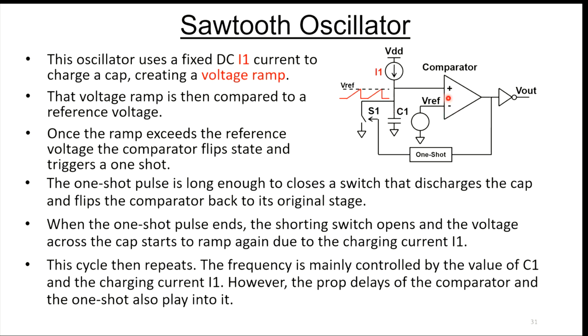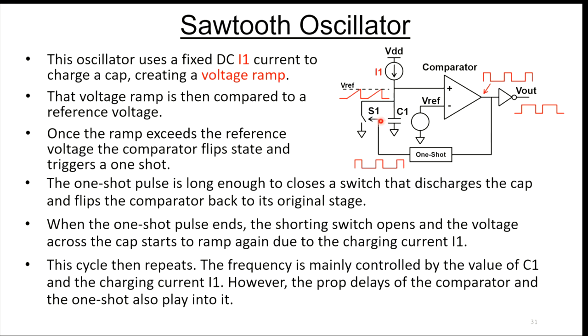So the way this works is you have a comparator and you have a reference voltage on one side of the comparator. Let's say this ramp starts out at some low value, something lower than Vref. As the ramp rises and reaches the Vref point, the comparator flips. Now that comparator changing state triggers a one-shot. This one-shot has a delay associated with it. Once it gets triggered, its output is going to stay high for a little length of time, and that's the width of this pulse.